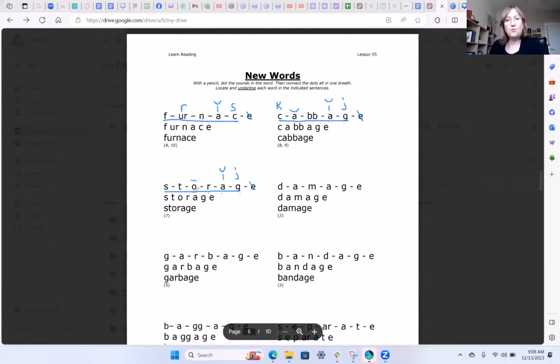So here this O follows the tap 2 rule. There is a vowel 1 or 2 doors down, so that O is going to say its name and say O. Here we have that A consonant E unit again, where that A is going to say I, and G is going to make its soft sound because there's an E after it, and the E is silent. So we have S, T, O, R, I, J. Storage, storage, storage. Excellent. Let's try this last one.